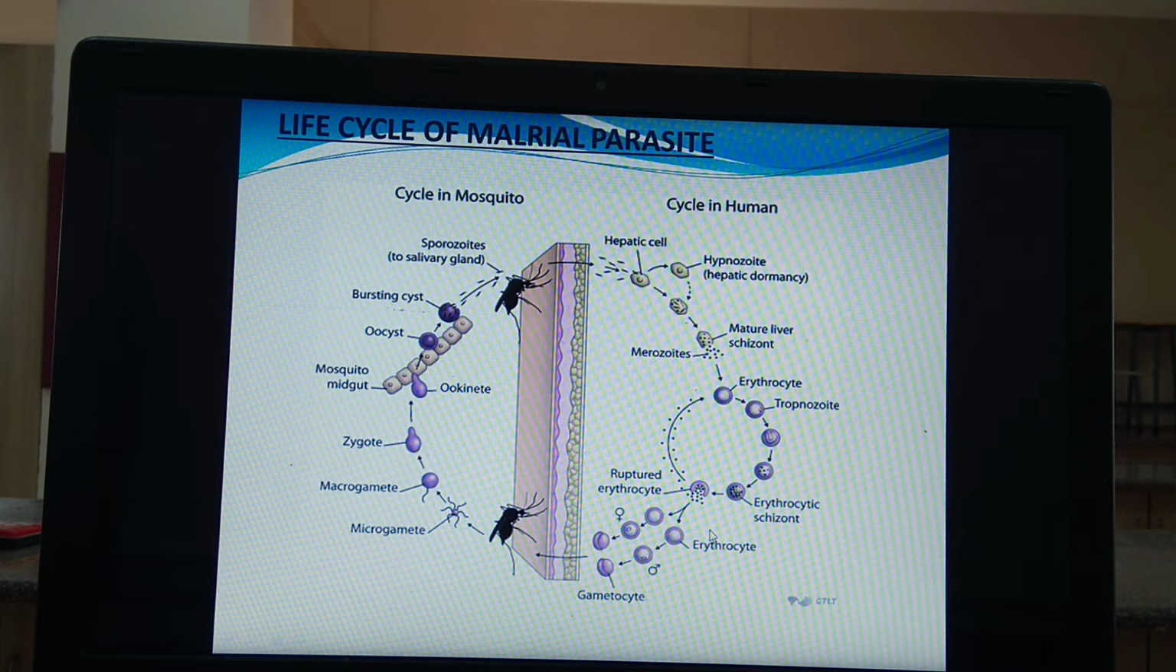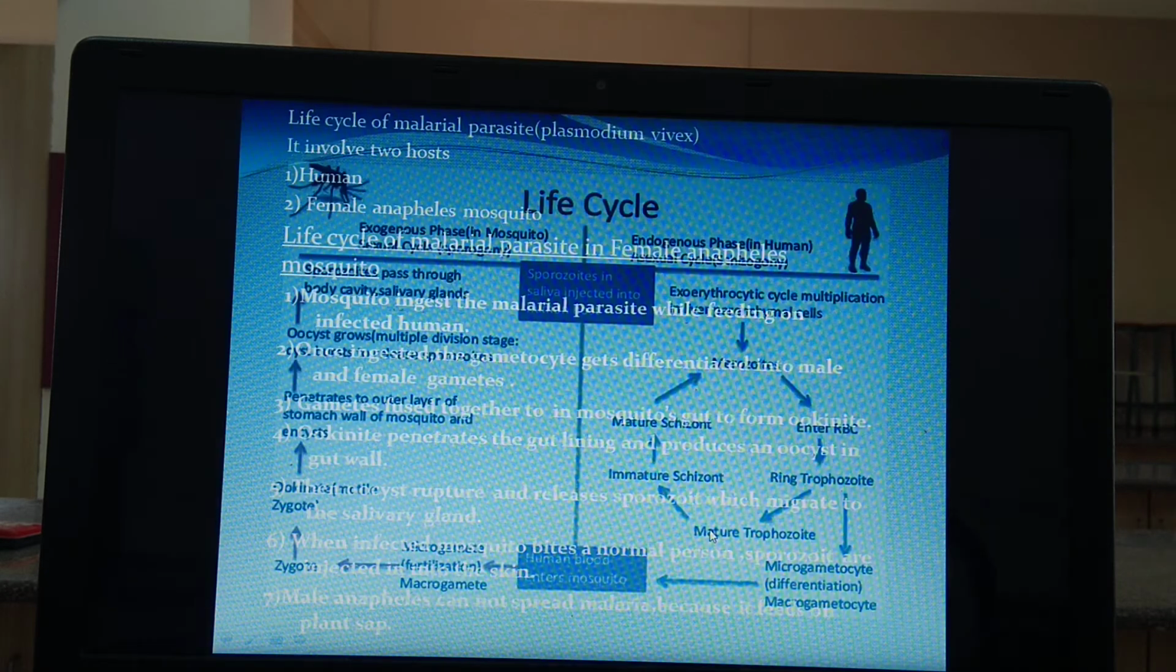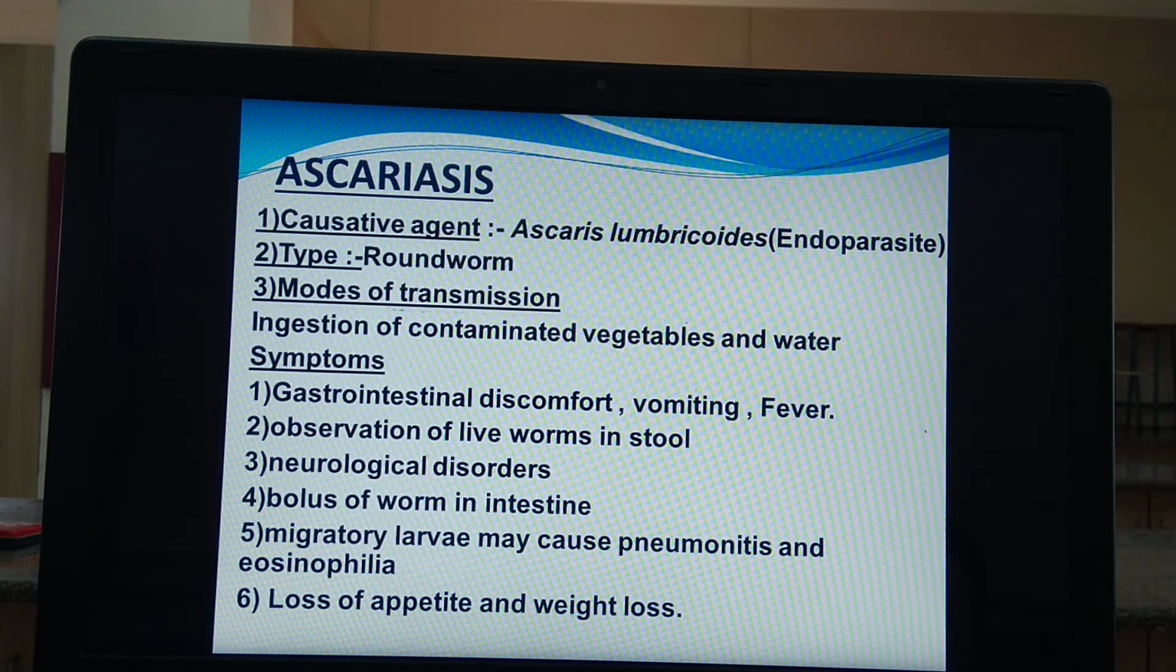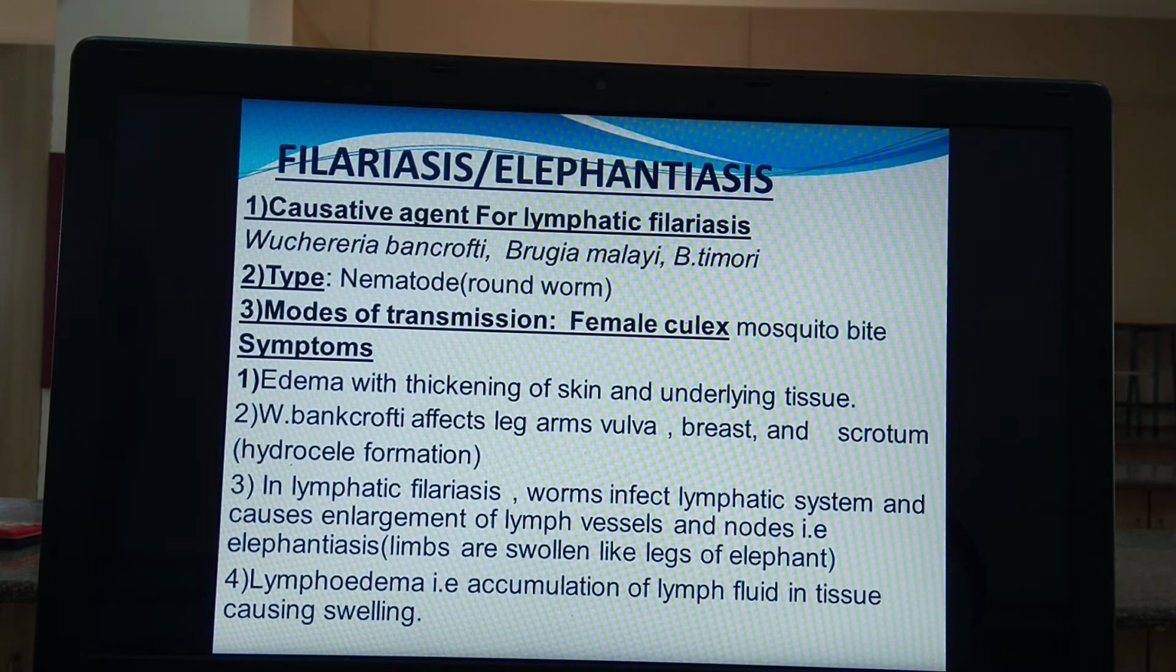Okay, now next we are going to study the second kind of disease, which is filariasis, also called elephantiasis. Okay, this is a new kind of disease. Why is it called elephantiasis? The reason behind that is, in this disease, when a human being gets infected, his legs and arms become like the legs of an elephant, and because of that it's called elephantiasis.